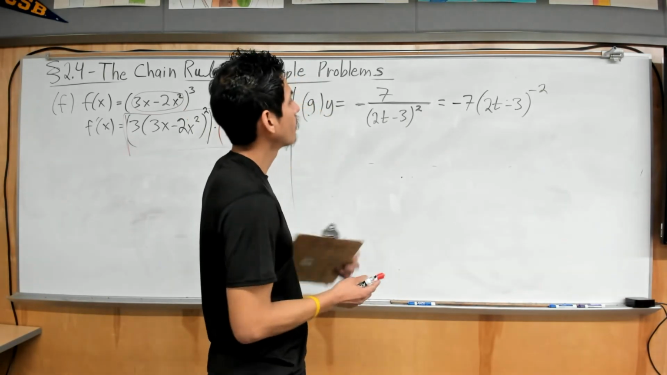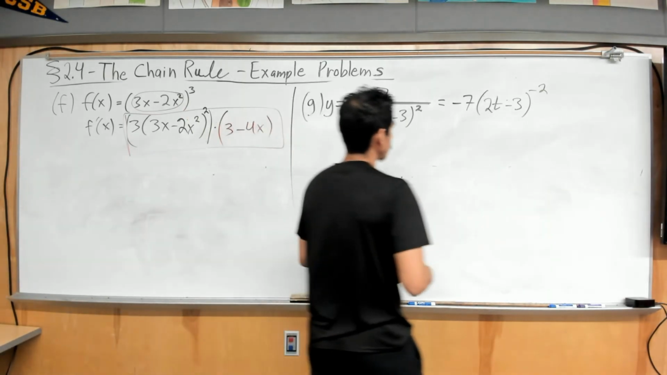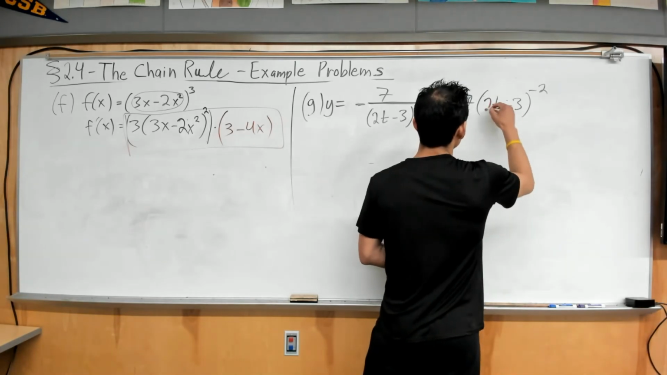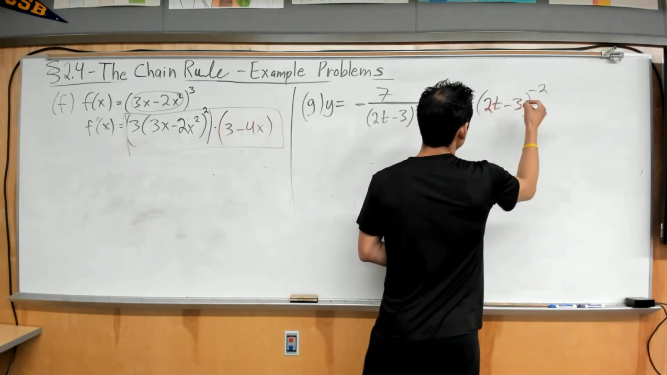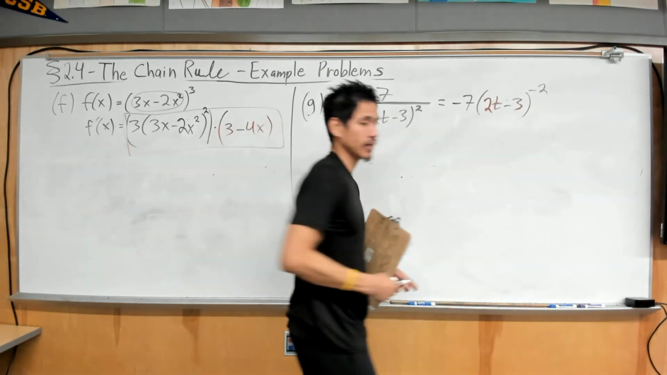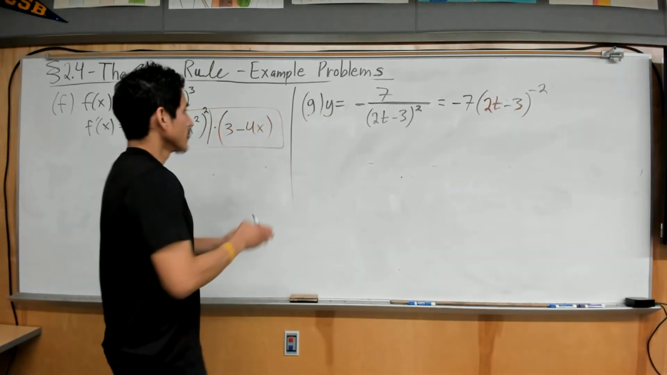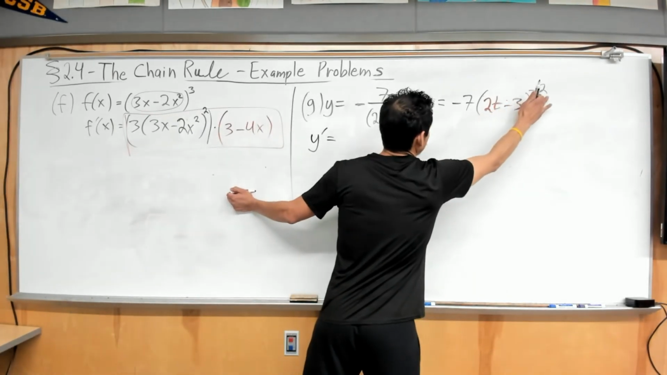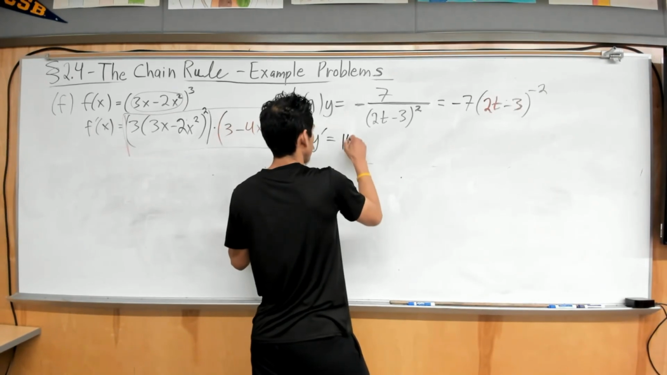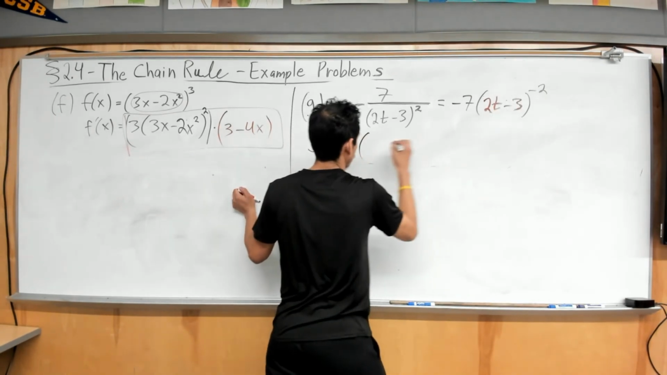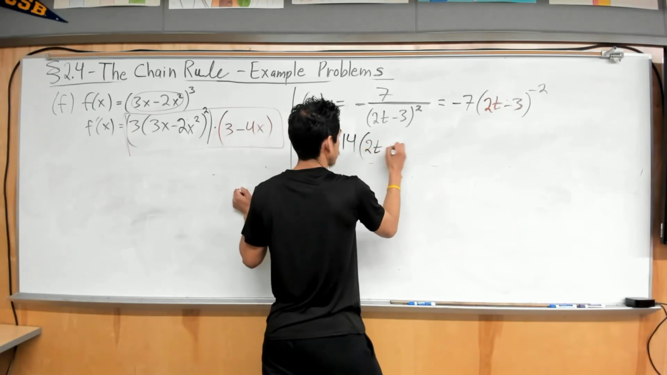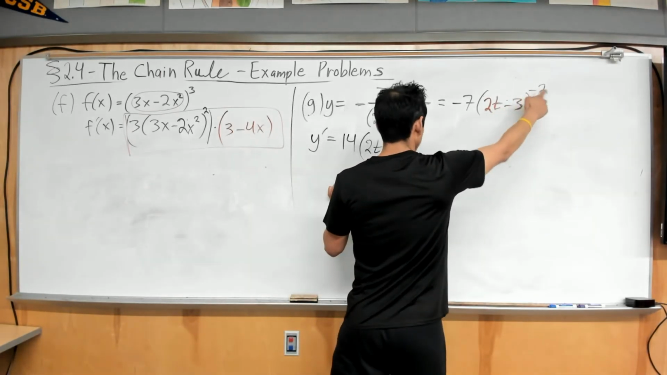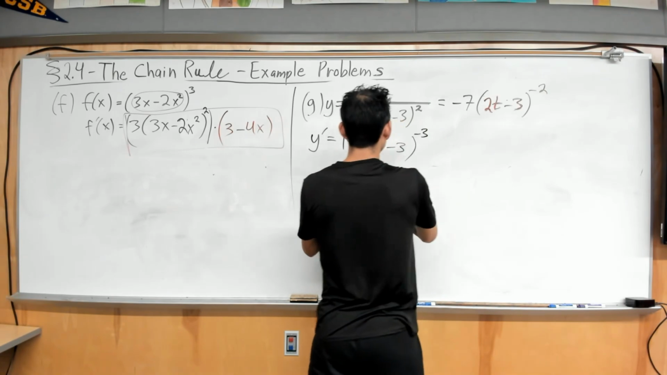Now let's look at this as the inside, the red function, and the outside, everything else. So now we differentiate. y prime is negative 2 times negative 7, 14. Keep this all the same: 2t minus 3, negative 2 minus 1, to the negative 3.